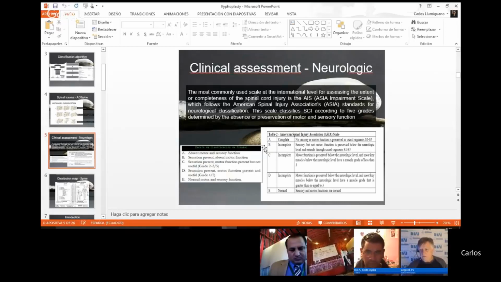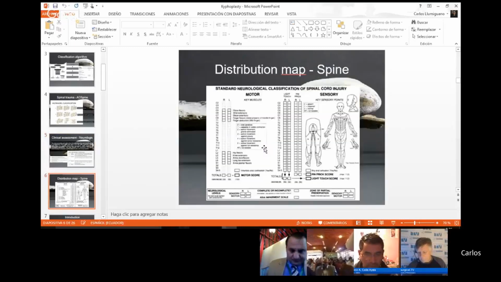With the Frankel classification, we can have a Frankel A, where there is an absence of motor and sensory function. Type B, there is sensation present, but motor function is completely absent. In a C type, sensation is present, motor function is present, but it's not functional. It's a grade of paralysis 2 per 5, 3 per 5. Type D, sensation present, motor function present, and may be useful, this is a grade 4 per 5. And type E of Frankel is normal motor and sensory function. In this case, we can see the distribution of the motor neurologic innervation and the sensory function too.